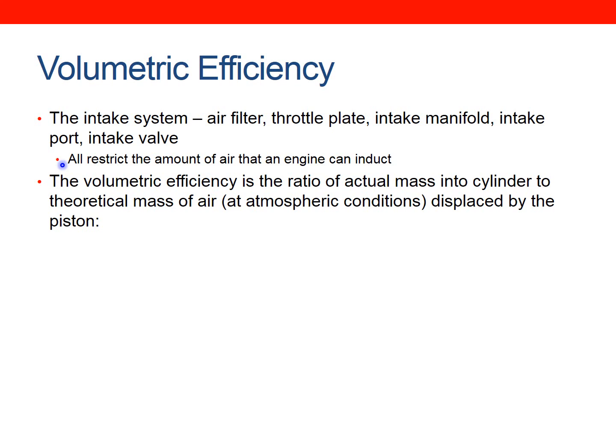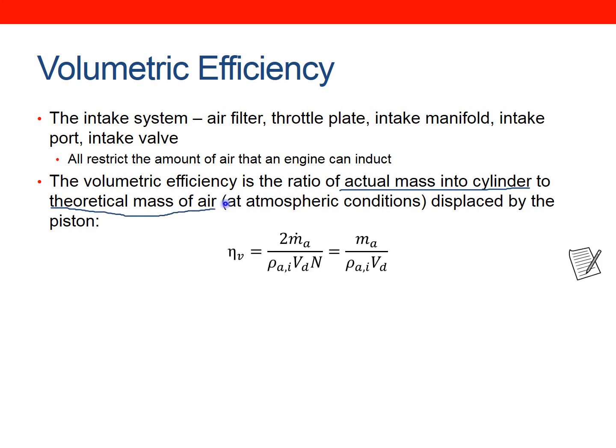So we talk about it as volumetric efficiency, but strictly speaking it's not an efficiency. What it is, is the ratio of the actual mass, so the mass that you can actually get into the cylinder, divided by the theoretical mass of the air that you can get into the engine at atmospheric conditions. That's important. So it's the volume displaced by the piston. Here we have the formula.